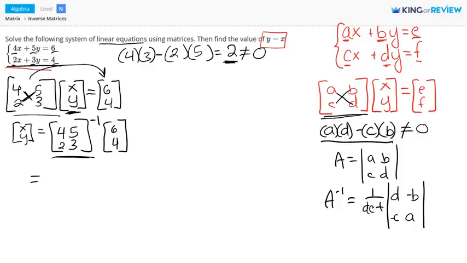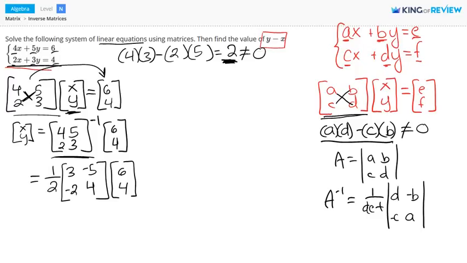So we have 1 over 2 because we solved for the determinant here, and now we know that 4 and 3 switch places, so we have a 3 and 4, and then -5 and -2. And we're still multiplying this by the matrix that has the constants in it. So now let's multiply these matrices together.